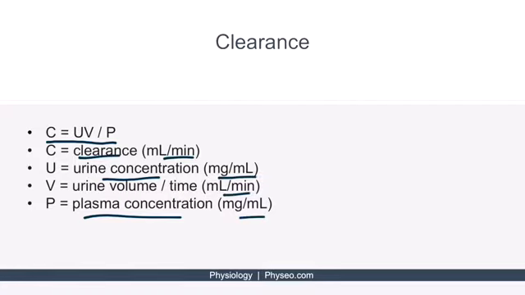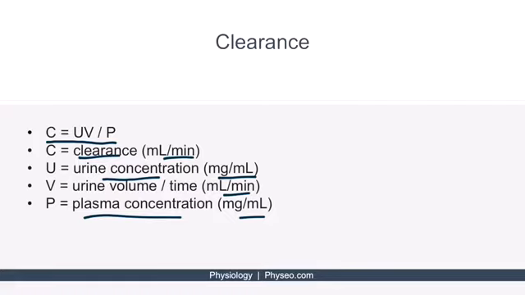Conceptually, clearance refers to how much of a substance can be removed from a certain amount of plasma volume per unit time. For example, the normal clearance of creatinine is 100 milliliters per minute. This means that the kidneys remove all of the creatinine in 100 milliliters of blood in 1 minute.